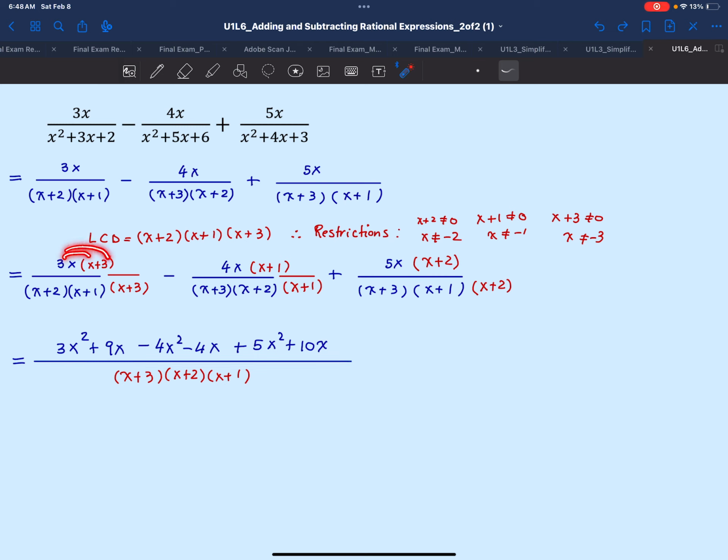So 3x times x plus 3 will give 3x squared plus 9x. And then we have minus 4x times x, minus 4x squared. Minus 4x times 1, negative 4x. Next we have 5x times x, 5x squared, and 5x times 2 is 10x.